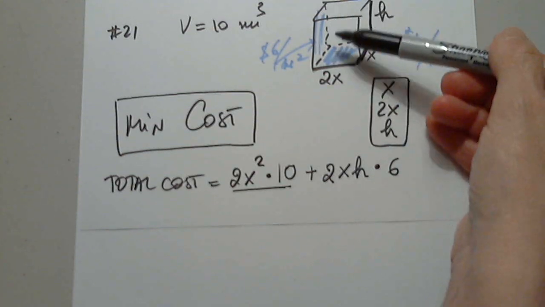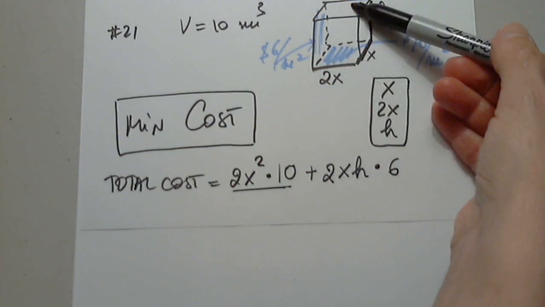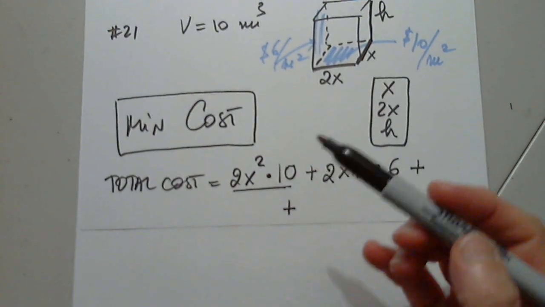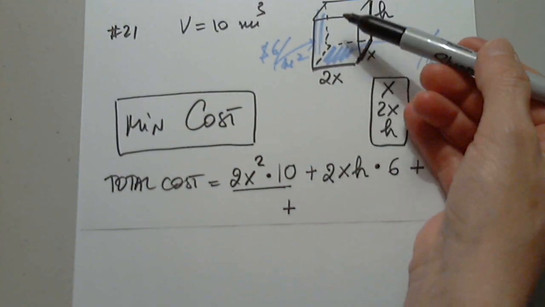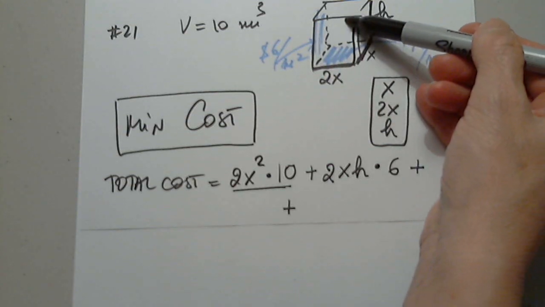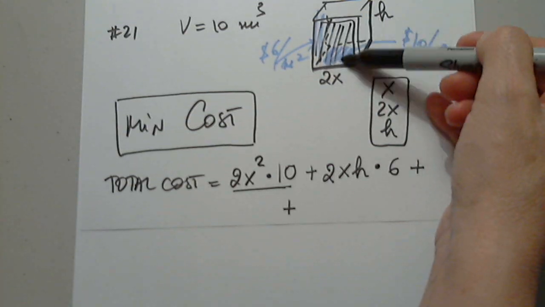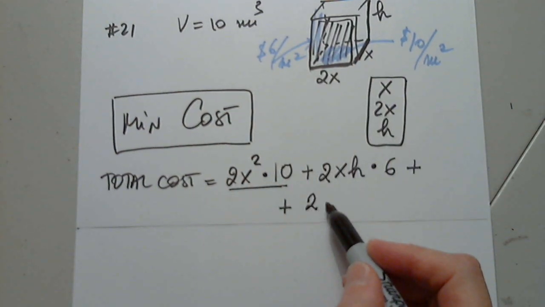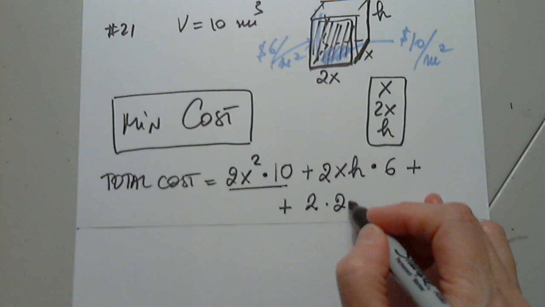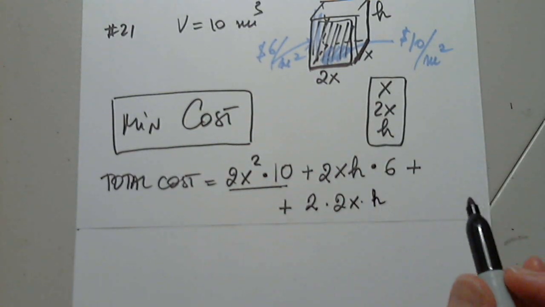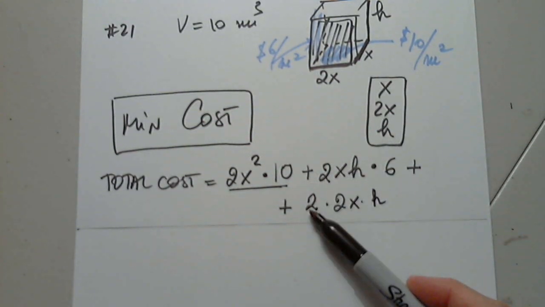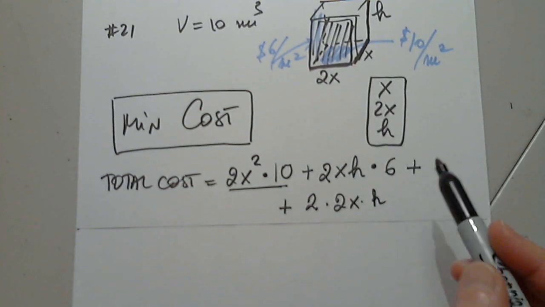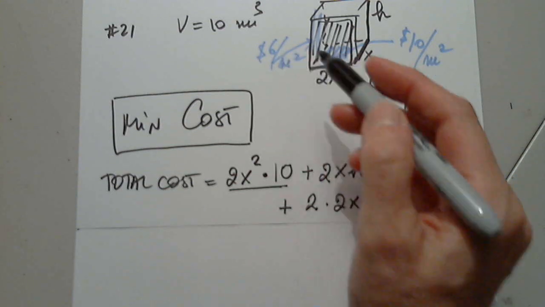Now we want these two sides, one in the back and one in the front. Plus, can anyone give us the cost for these two? The one in the front, this one, and the one in the back. It would be 4xh. 2 times 2x times h. 2 because they're 2, 2x because that's the base, times the height, and times again 6.